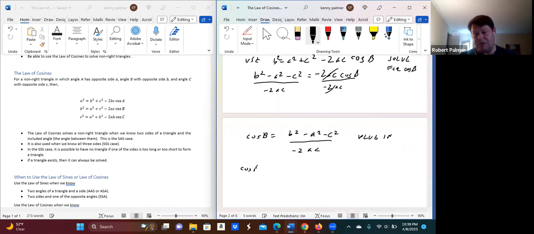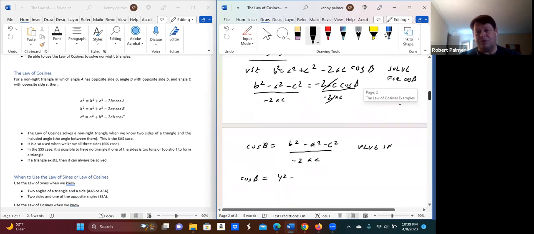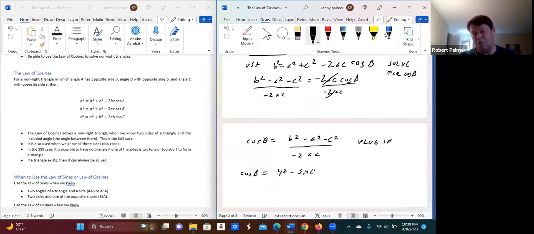And so the cosine of B is going to equal, sine b was 4 squared, minus a, and we found a, that was 5.46 squared, minus c squared, and c was 6 squared. This is all over minus 2 times a, which is 5.46, times c, which is 6. Okay.